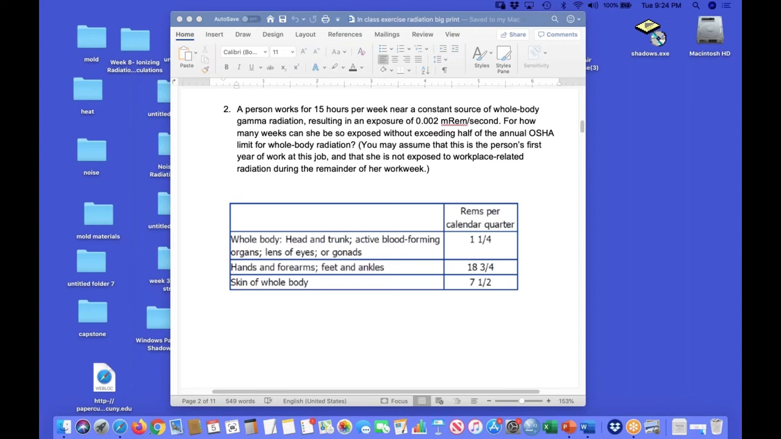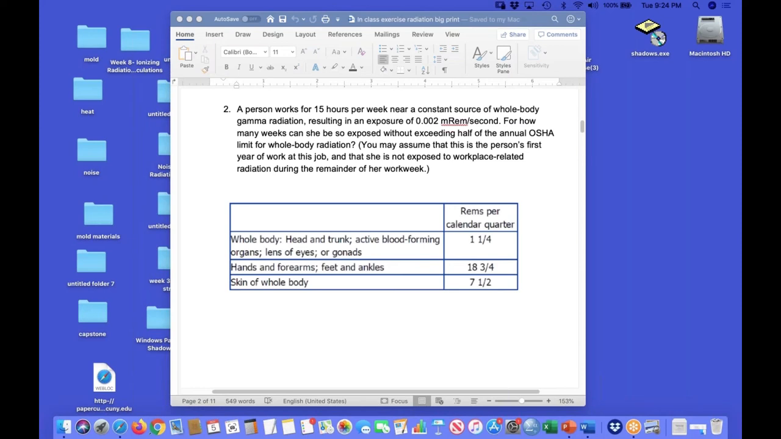A person works for 15 hours a week near a constant source of whole body gamma radiation, resulting in exposure of 0.2 millirem per second. For how many weeks can she be exposed, I guess it's a she, without exceeding half of the annual OSHA limit for whole body radiation? You may assume that this is the person's first year of work at the job.